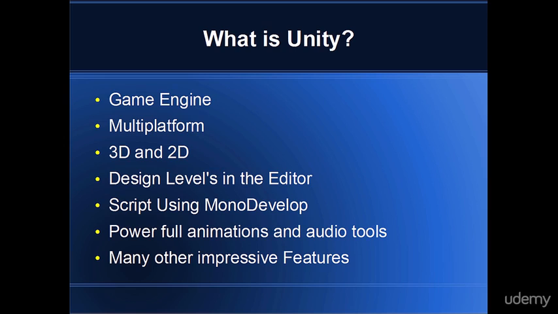What you're going to do when you actually get into the program is you're going to build out your levels in the editor, in the scene view, by just dragging in your objects and arranging them in that space. And you're going to script out the logic and events and all the rules of your game using MonoDevelop, that's the program, and the scripting language C#. Now there's lots of powerful tools for animation and audio and even more impressive features than I can really get into in this video, but needless to say, you should be excited, and let's get started.